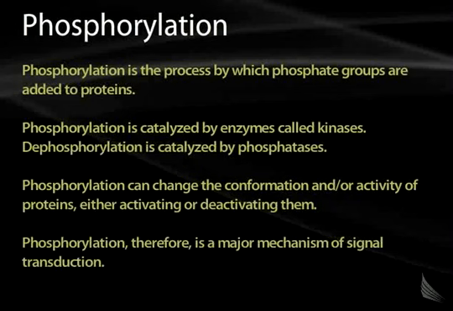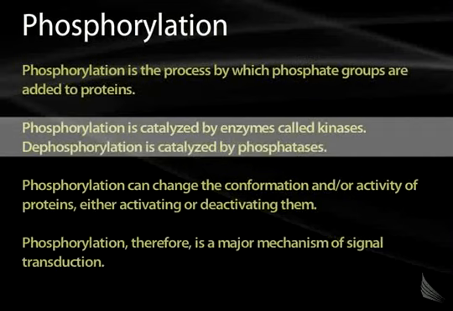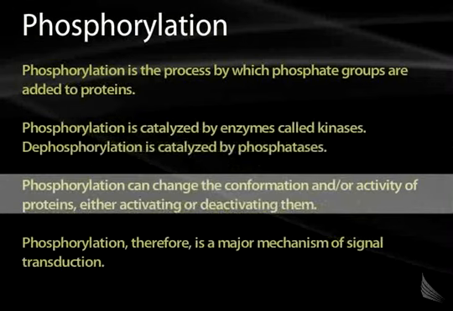The first of these is phosphorylation. Phosphorylation is the process by which phosphate groups are added to proteins. And there are two enzymes which are responsible for this. The enzymes which phosphorylate proteins, that is, add phosphates to proteins, are called kinases. Those that remove phosphate groups from proteins are called phosphatases, which cause dephosphorylation.